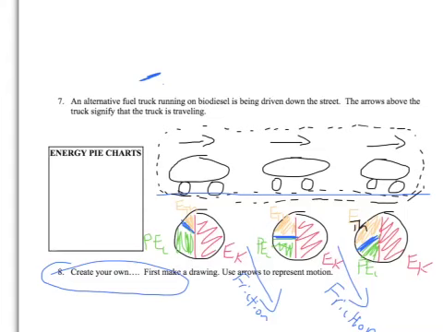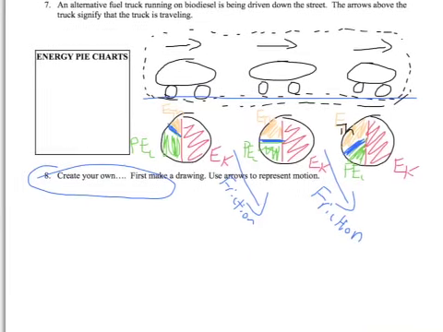The final one here is about the car. We did this one in class. We said that if we define our system as both the car and the ground driving, then the energy all stays the same.